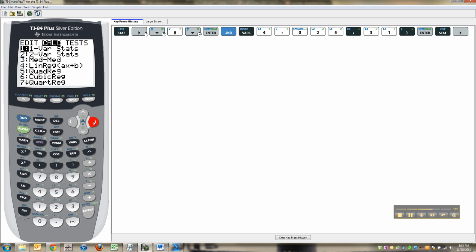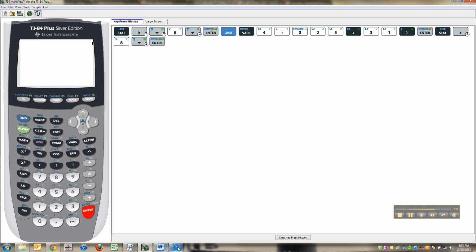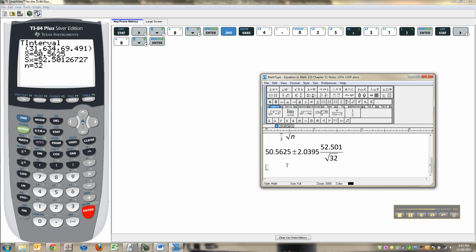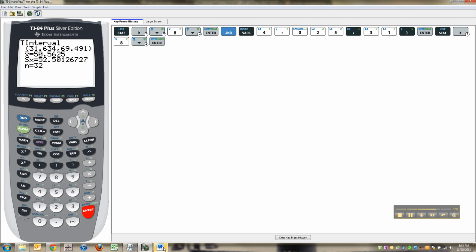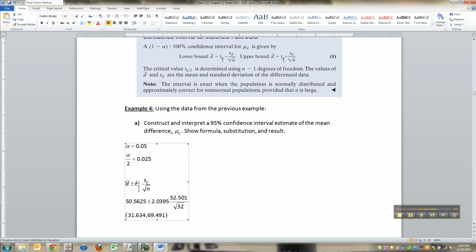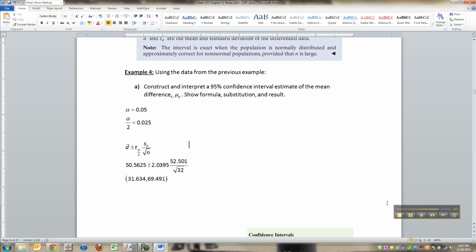Stat, tests, choose number 8. I should have written the answer down at the time, but that's all right. So let me go down here, calculate, press enter. And so my final result here would be 31.634, comma, 69.491. And there we go. I've shown the formula right here with the D bar, then the substitution, and then the final results. And I found my confidence interval.